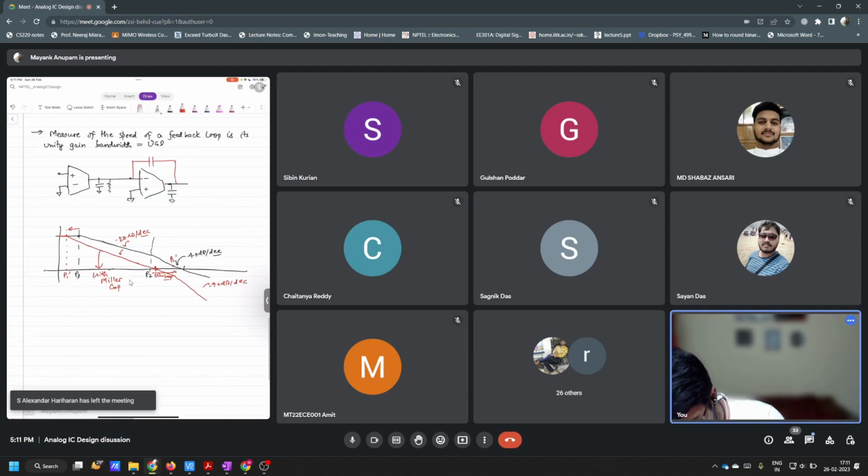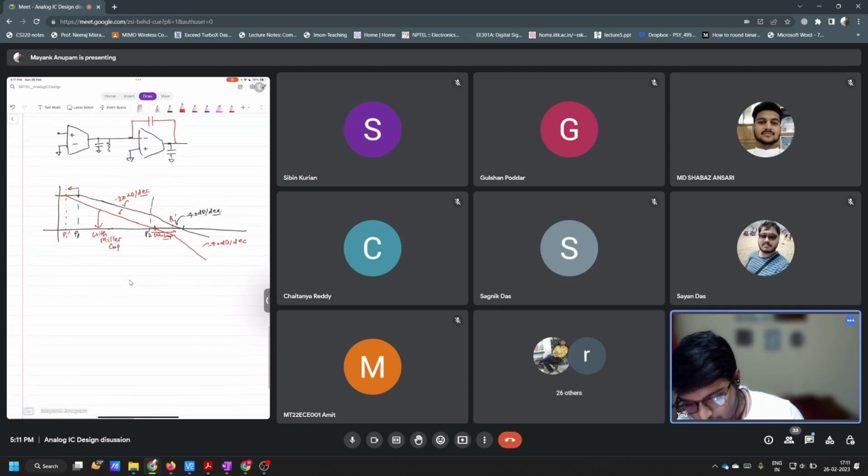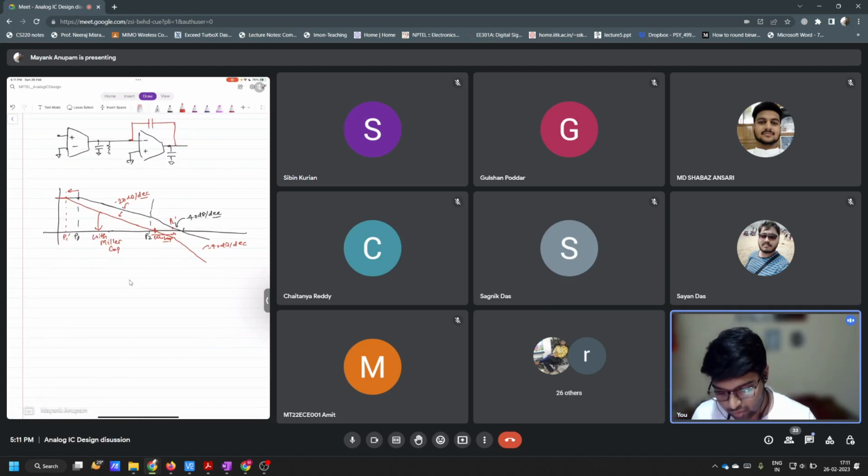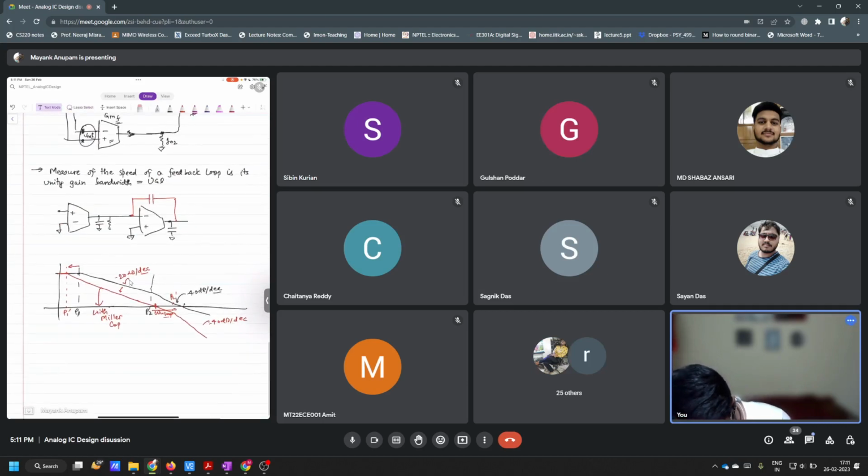Fine. So this is one method to make sure that the system is stable. So what is another way to make sure the system is stable? We just learned about it, right? That is feed forward compensation. So let's quickly look at that.